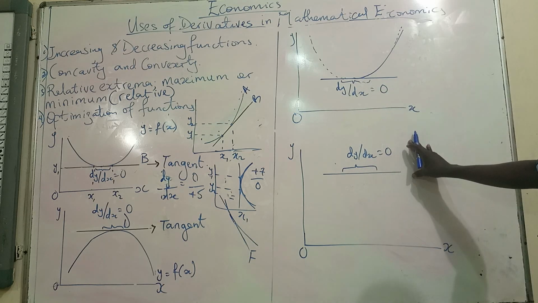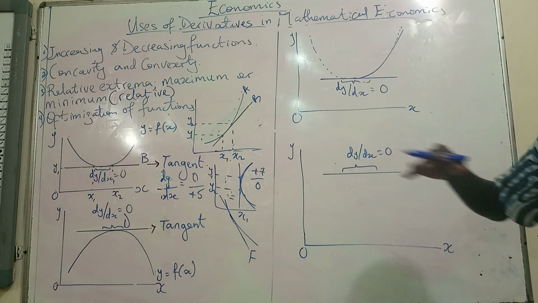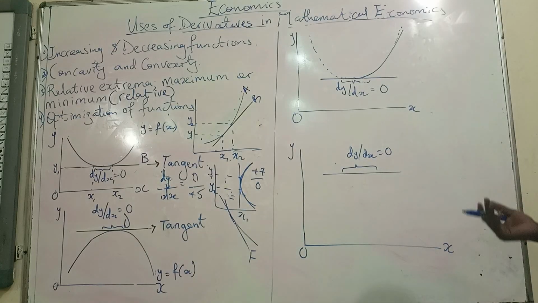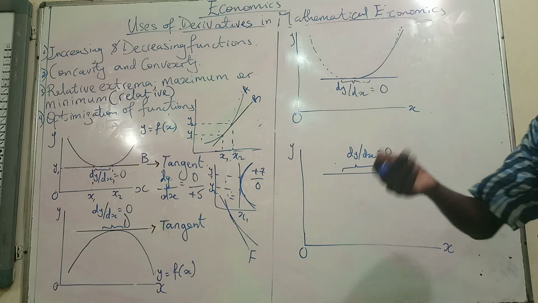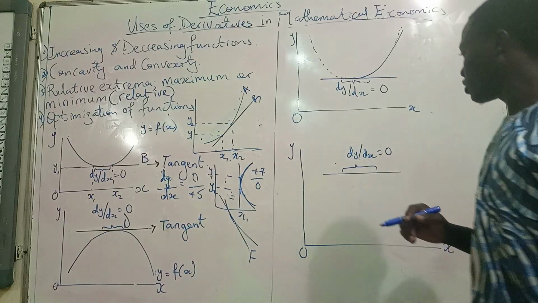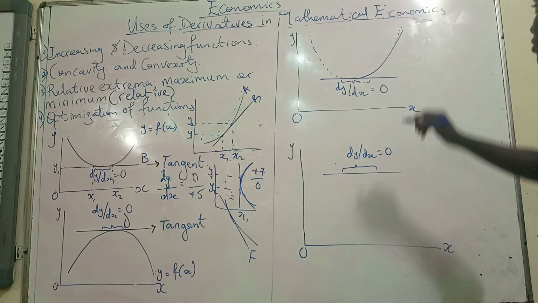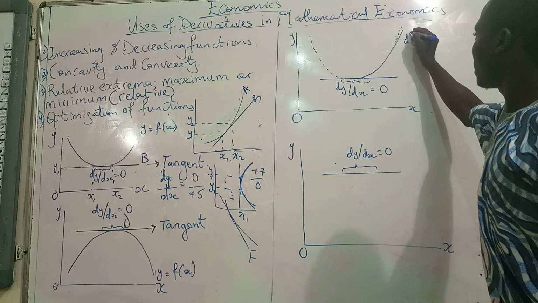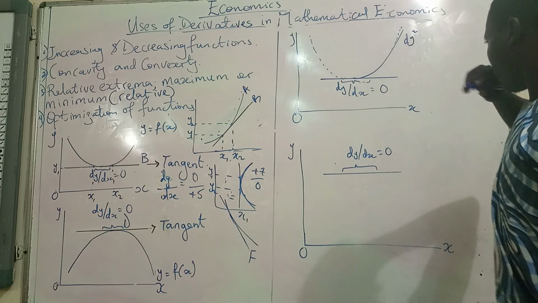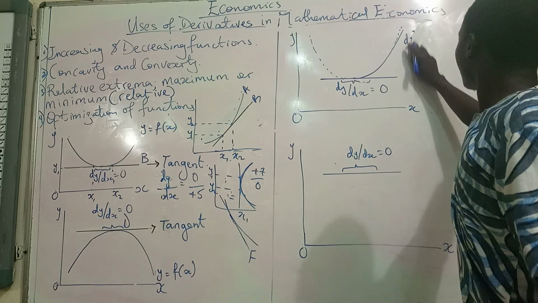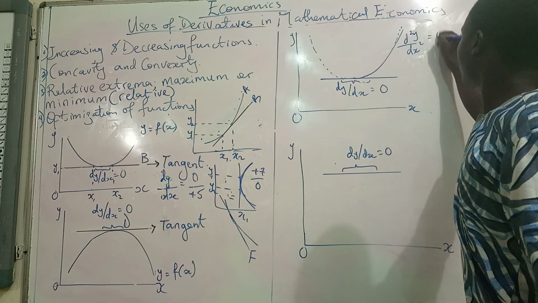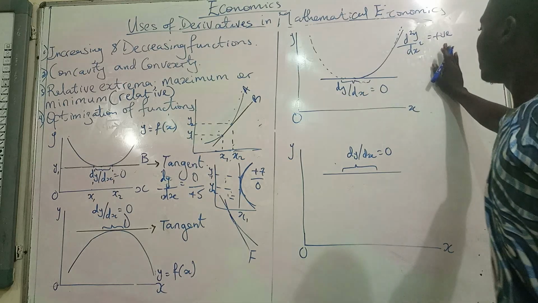Now the second one is this. So you set your function equal to 0. So when you take the derivative, if that's equal to 0, you get your critical values. Now you find the second derivative of that function. So when you find the second derivative of that function and it is positive, here what we have is d squared y over dx squared, which is positive.